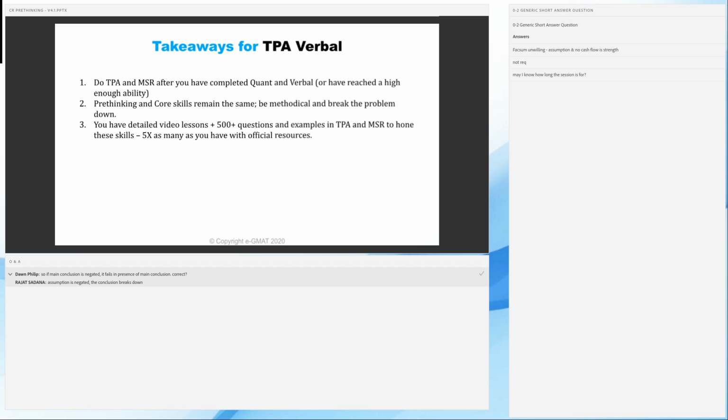So what are the takeaways for TPA? Make sure you do TPA, or two-part analysis, and multi-source reasoning after you've done with quant and verbal, or if you prove that you have a sufficiently high ability, that's when you should do it. Again, the core skills remain the same, the process remains the same. You've got to still be methodical. It's not that you're going to learn something new in that. It's just that the application is slightly more advanced there.